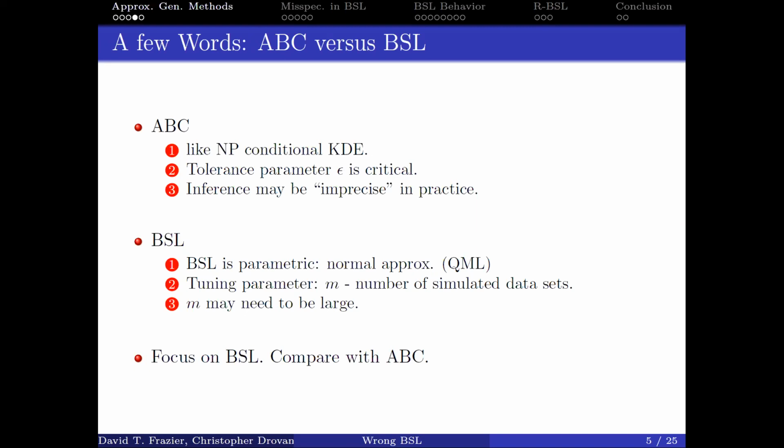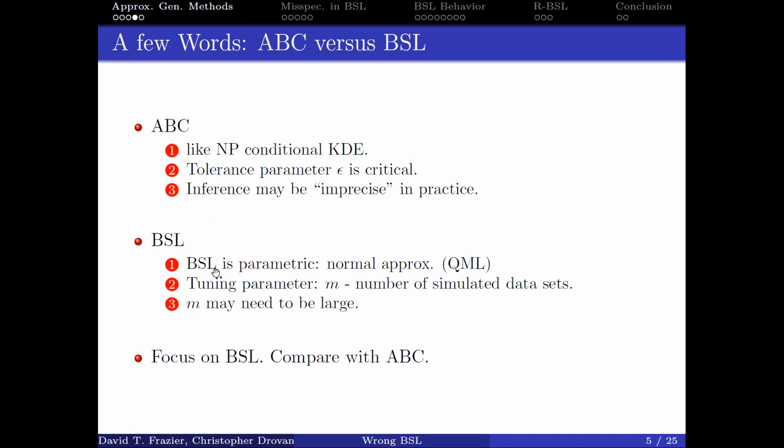Now, BSL has a different type of trade-off in the sense that BSL effectively assumes, in the simplest case, a normal approximation to the likelihood of the summaries, which, for those of you who've done frequentist inference, you can think of as quasi-maximum likelihood in a sense. Now, the tuning parameter in BSL is not an epsilon, it's an m. It's a number of simulated data sets, and people have already talked about this quite a bit, so I'm not going to rehash this.